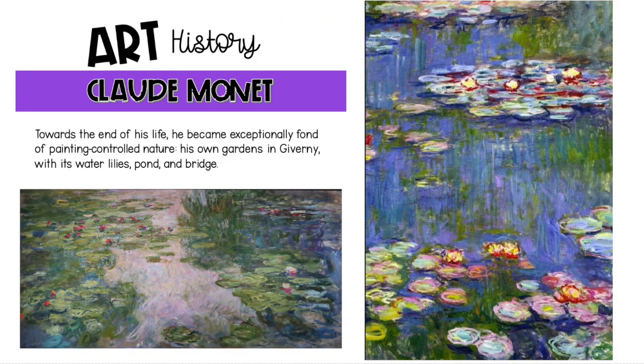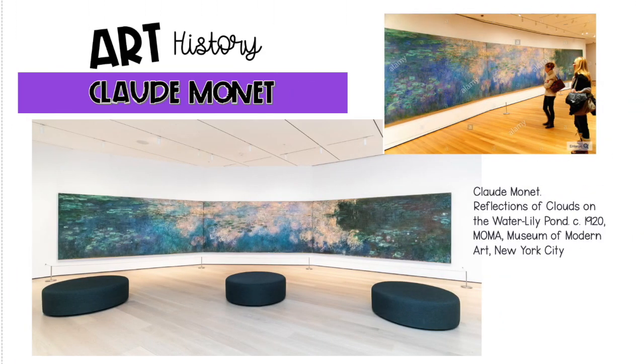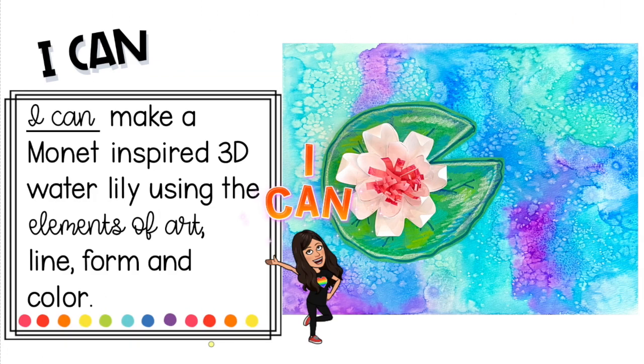Towards the end of his life, he became exceptionally fond of painting controlled nature scenes, particularly his own gardens in France, with water lilies, ponds, and bridges. Here, Monet has a series of 3 paintings called a triptych. These beautiful reflections of clouds on the water lily pond can be seen in the MoMA in New York City and are absolutely breathtaking.